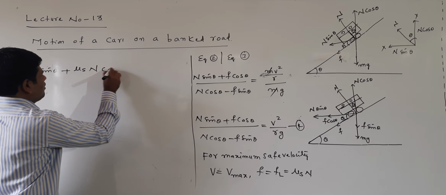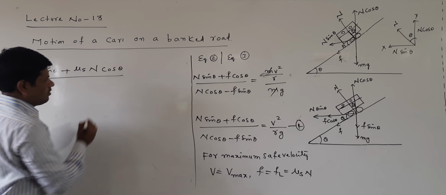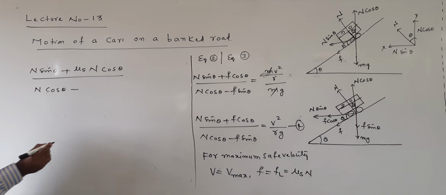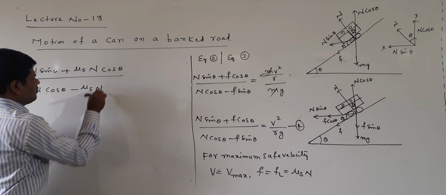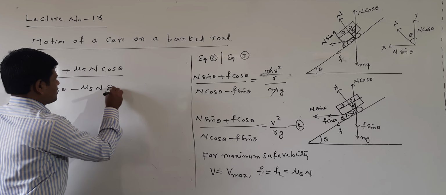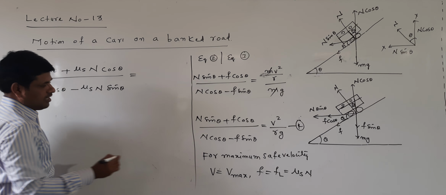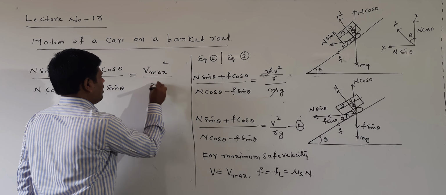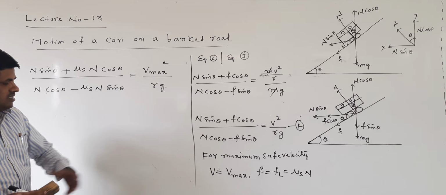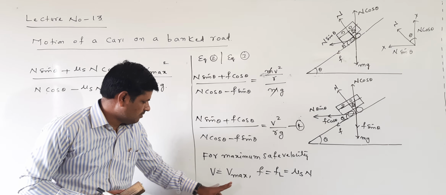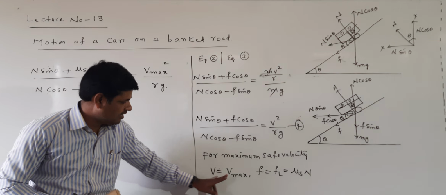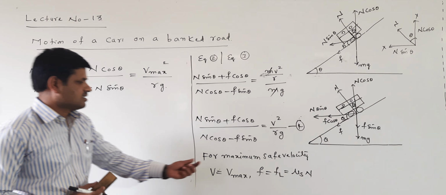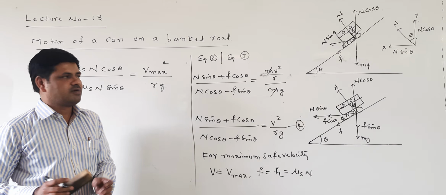Now I am writing N cos theta minus f is equal to μs into N. What are we getting here? Sin theta is equal to, here v becomes v maximum, so v maximum square by rg. In this equation I am substituting v as v maximum, and in the place of f I am writing μs into N. Here μs is called the coefficient of static friction, N is called the normal reaction.